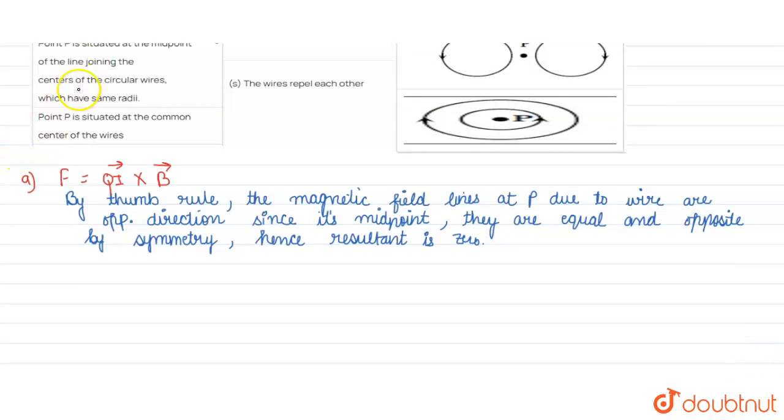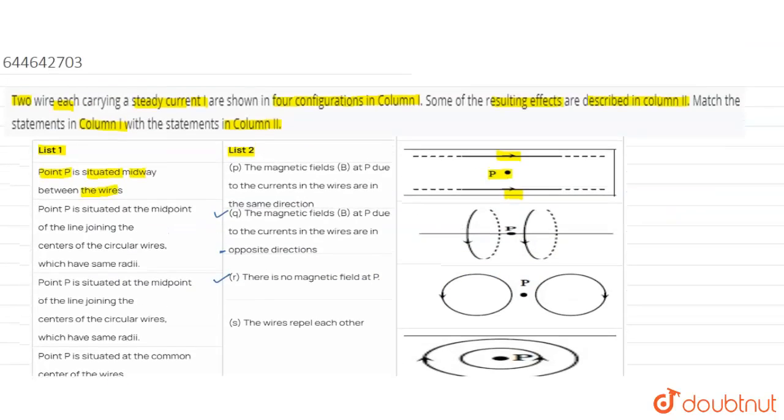So I can write here for this, the option Q and R is true. Now move towards the second one. What was the second one?